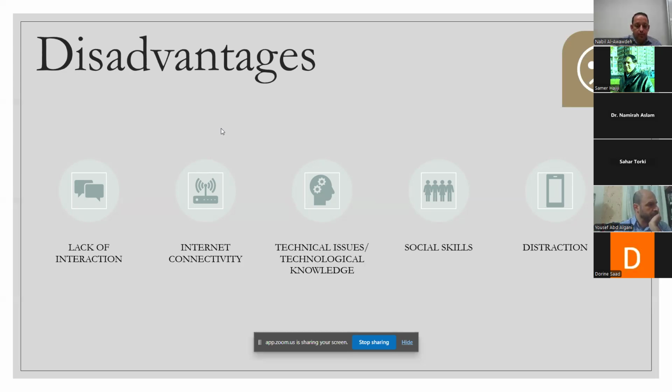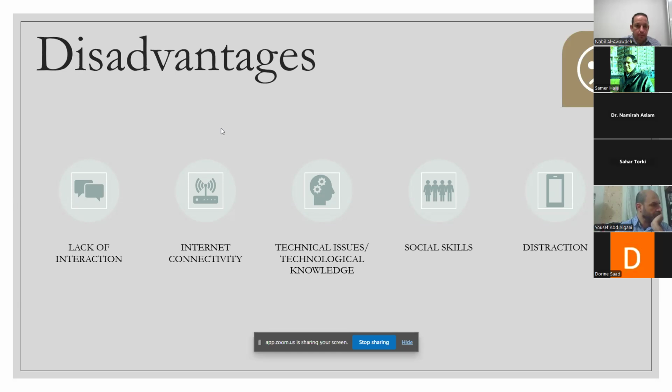The second most frequent disadvantage is internet connectivity. This is seen all over the world, whether in developing countries or developed countries. There are some students and teachers who deal with weak internet connectivity.